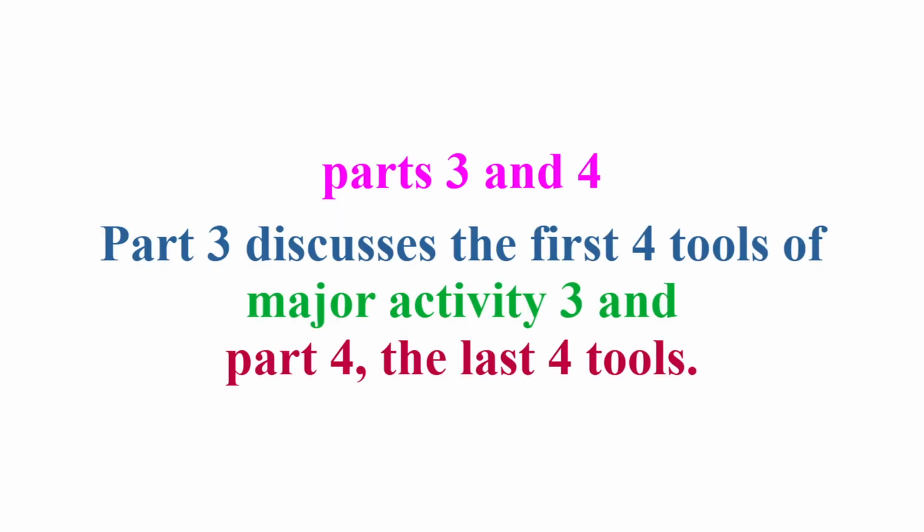Major activity 3 of the scientific process, namely making sense of, understanding, explaining empirical knowledge as well as predicting it, uses 8 tools in total. In part 3, we discuss in detail the first 4 tools, and in part 4, the last 4 tools of this major activity, which plays, as we will see, a very significant role in the process of science.